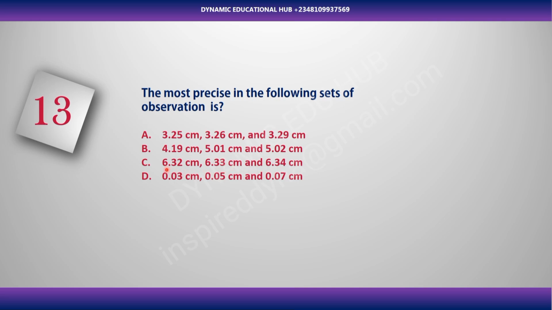Well, let's look at the last one. The difference between this and this is 0.02, between this and this, 0.02. So now the answer will be C. This is the most precise. It's as if 6.3, 6.3, 6.3 is repeating.